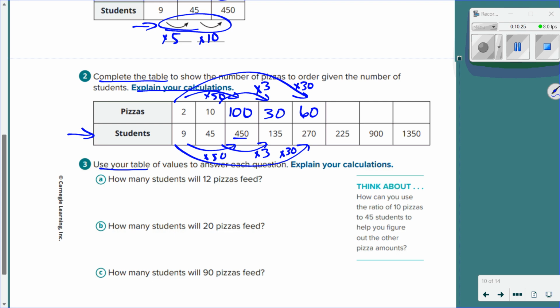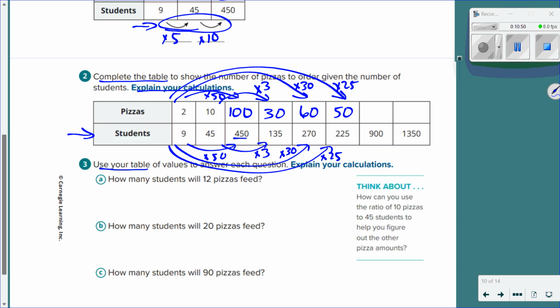What about 225? I try to use the numbers they've given me. 225, guys? Nobody? 9 times 25. So now we're doing 2 times 25, which gives us 50.